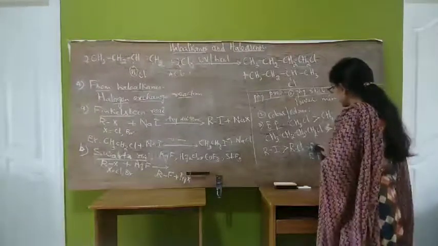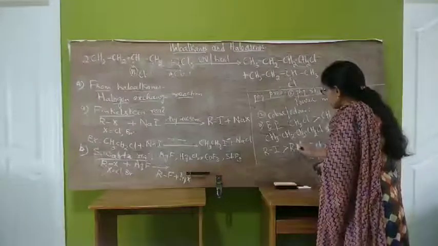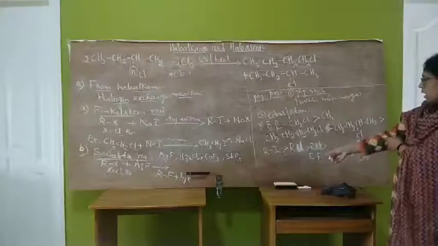Fluorine, chlorine, bromine. This is the order of boiling point of the different haloalkanes.